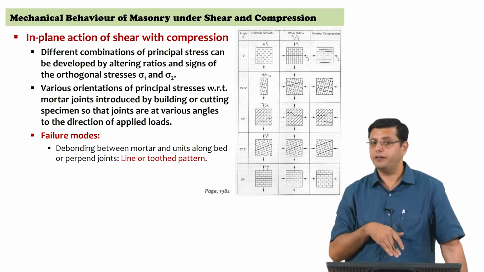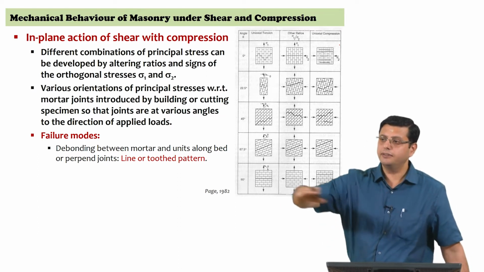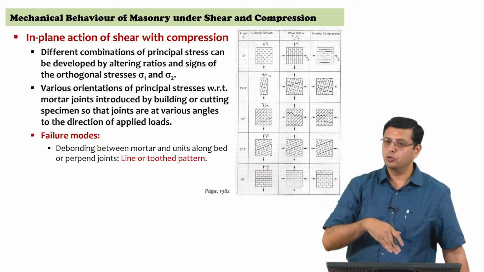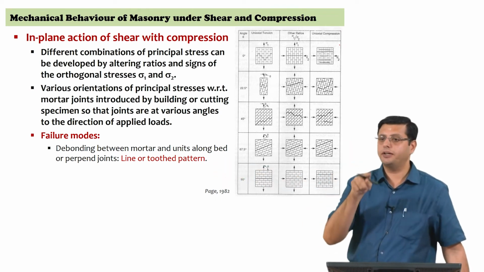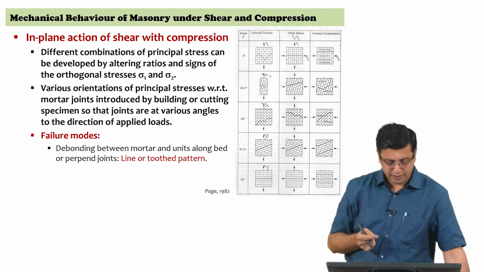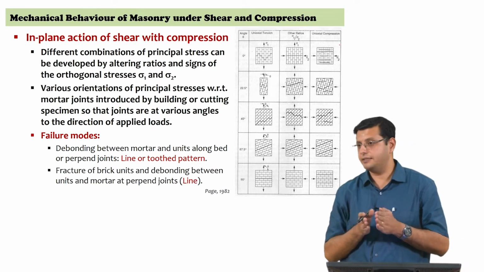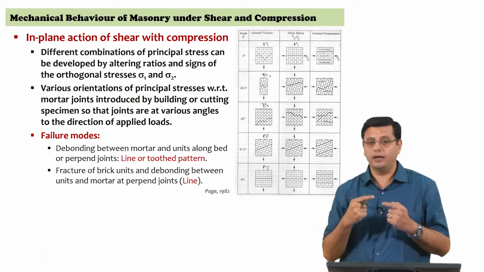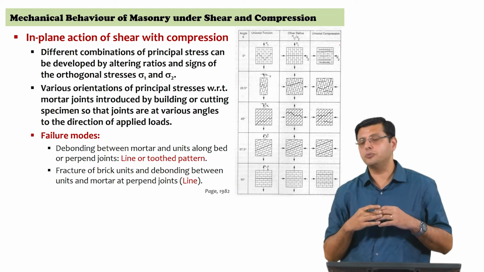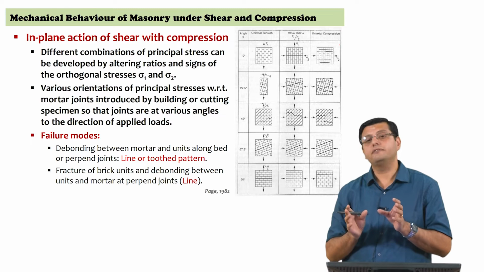This line failure that I am referring to here is not splitting the unit. In this case, the line failure is just following the total bed joint and you get a line, whereas the tooth pattern is actually following the bed joint, head joint, bed joint, head joint sequence. The other possibility is that the units are fractured in tension, and that is the line failure that we saw earlier. So, the other possibility is that it is not the debonding between the unit and the mortar, but also it requires the fracture of the unit.